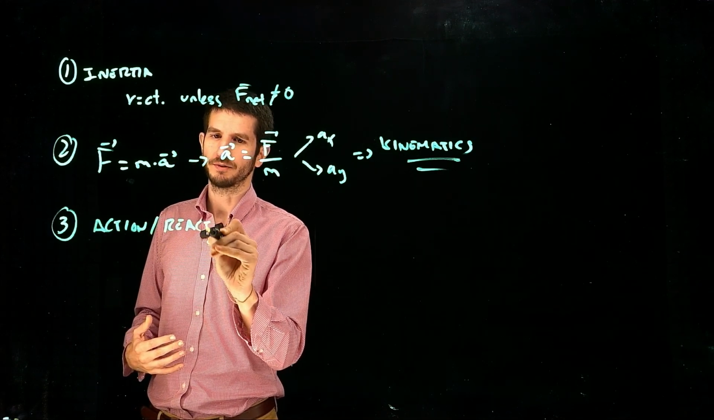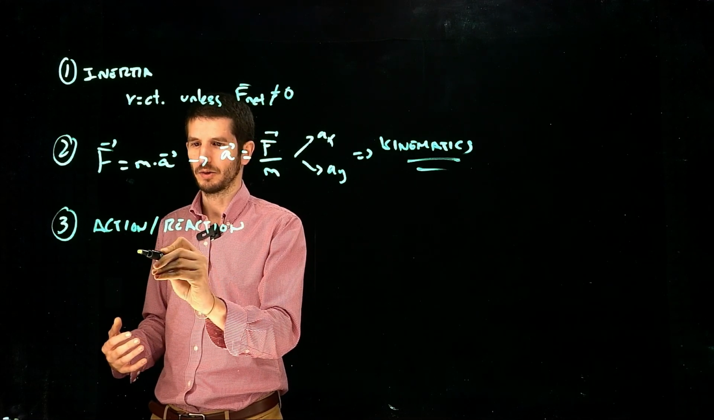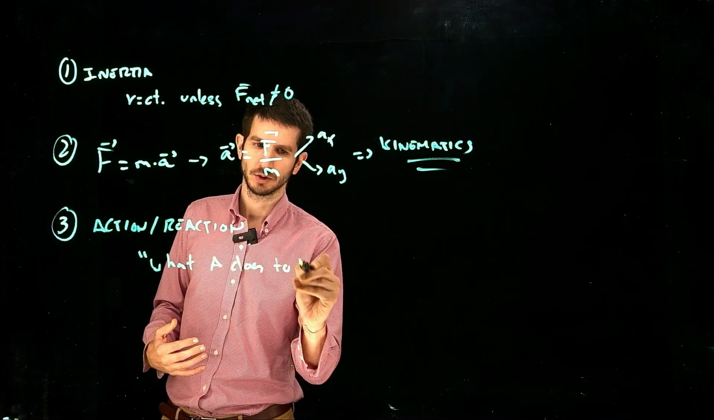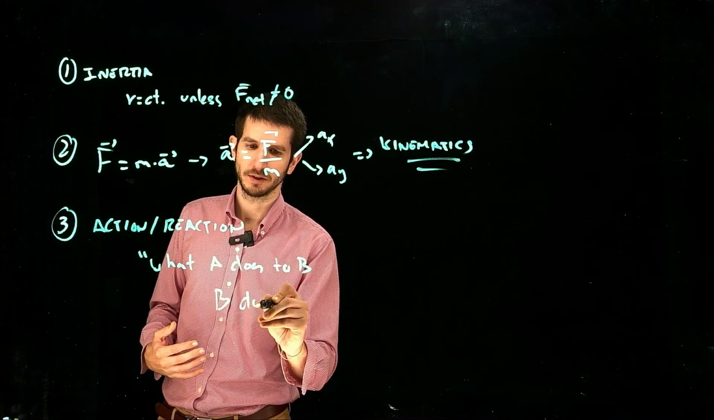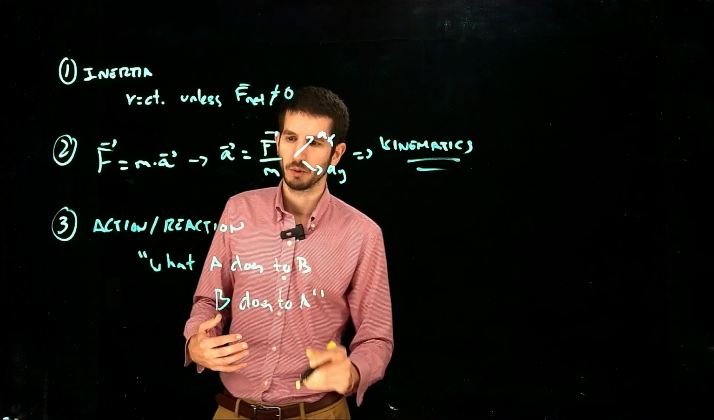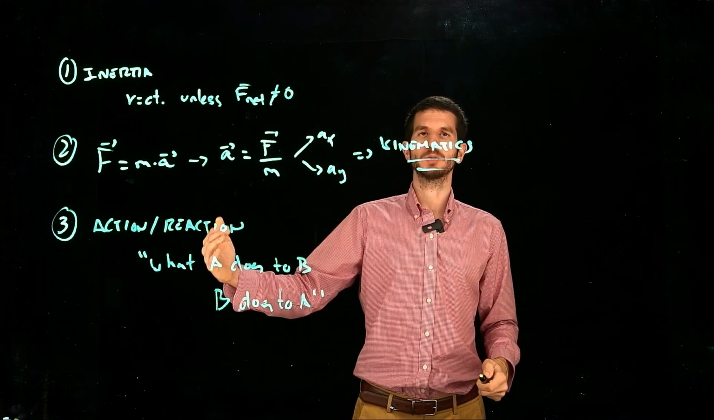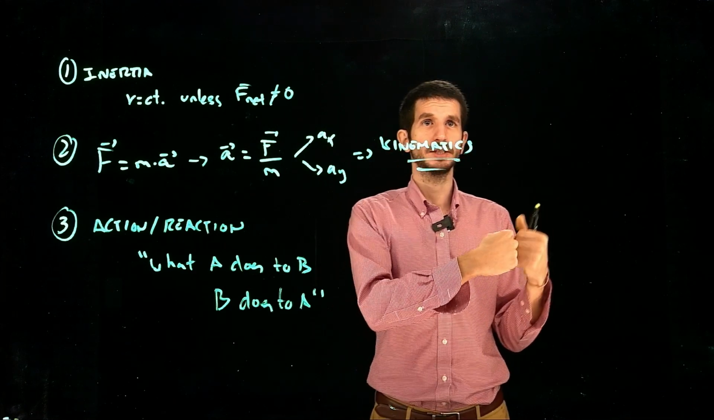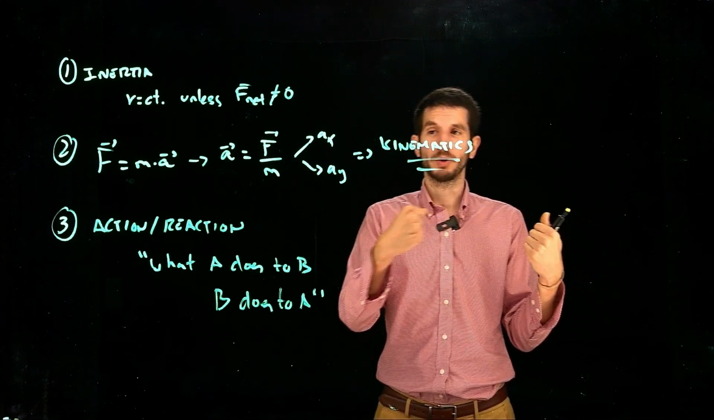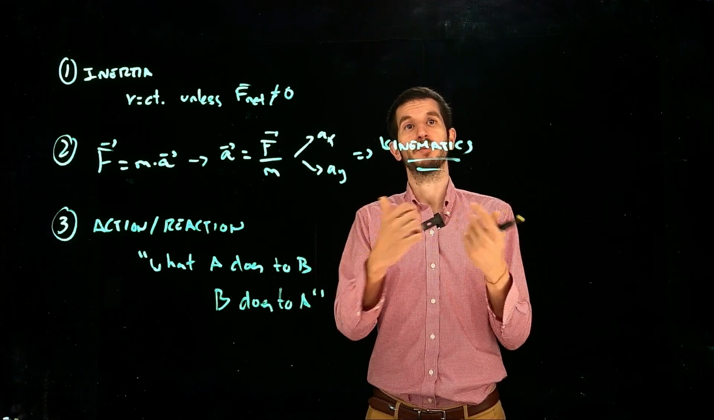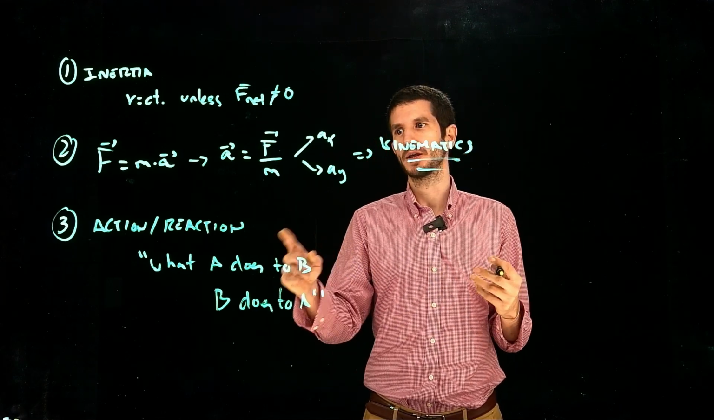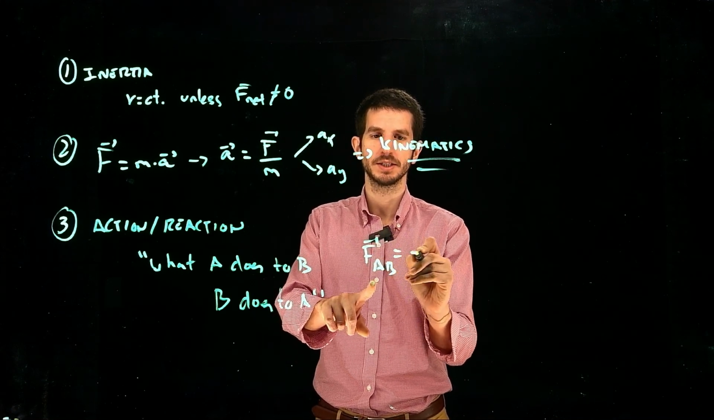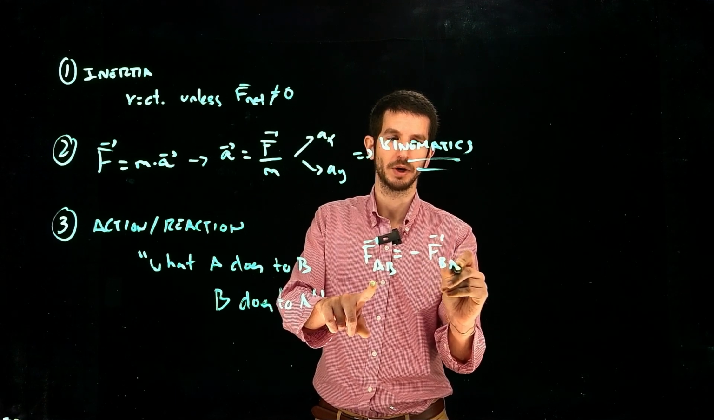And I like to phrase this one as saying, a way of remembering is what A does to B, B does to A. If you want to be more formal, any force acting from object A imprinting a force on object B is the same as, when A hits B, B hits A with the same force but in the opposite direction. So it's just going to be that the force of object A over object B is the same as the force of object B over A, but with a minus.